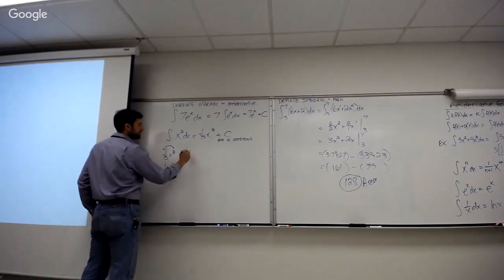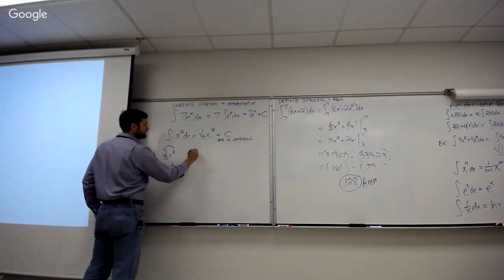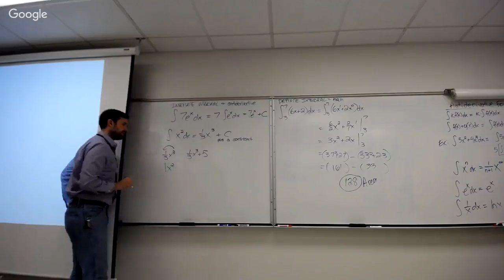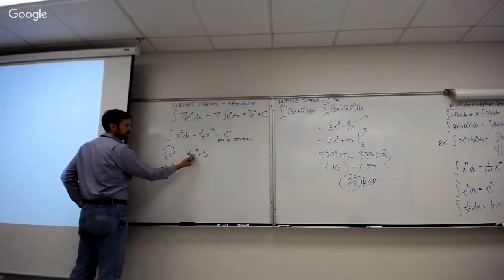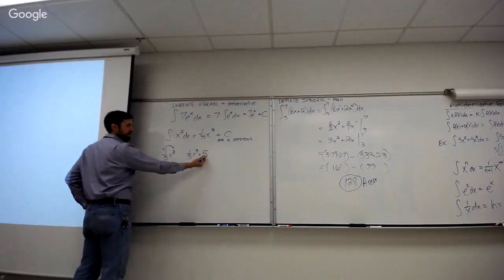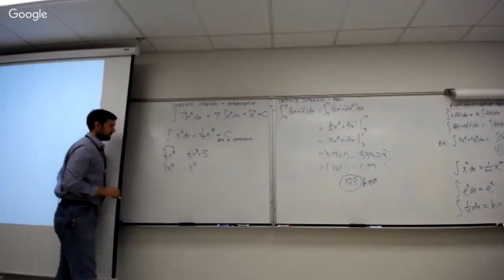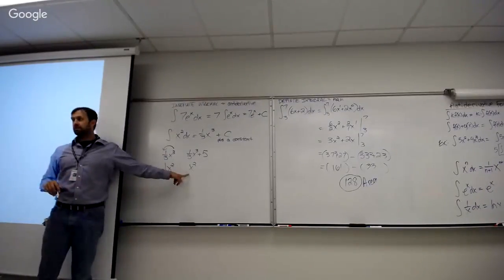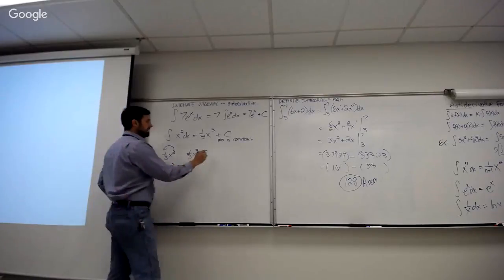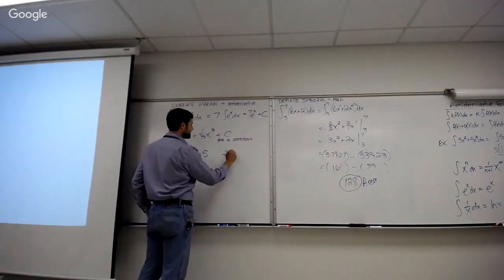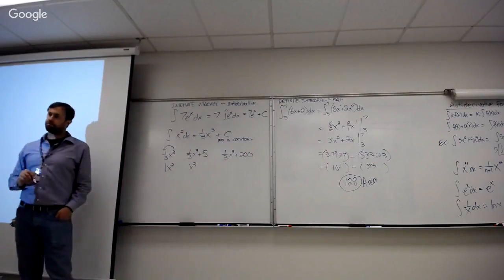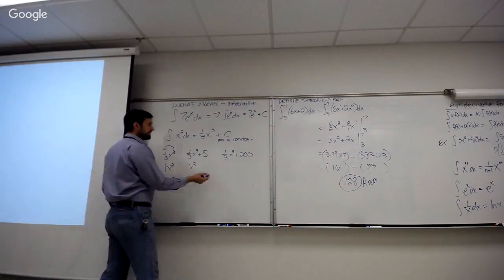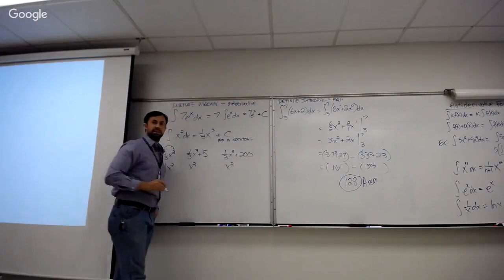Now, but watch this. What if I tell you the function was actually 1/3 x cubed plus 5? What's the derivative of that? The derivative of 1/3 x cubed is still x squared. What's the derivative of 5? 0. Did I still get x squared? Yeah. What if I said that the integral actually was 1/3 x cubed plus 200? What's the derivative of that? Still going to be x squared plus 0, which is x squared.